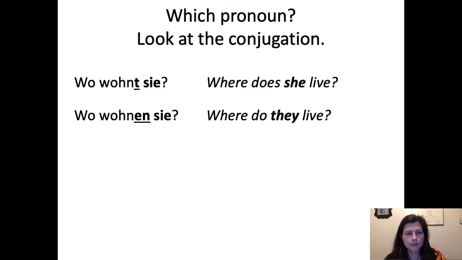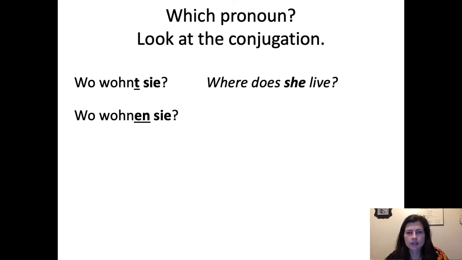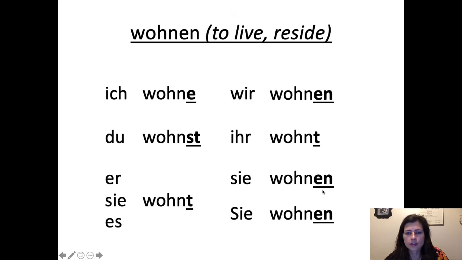Wo wohnen sie? But what about if we have the capital S? Wo wohnen Sie? That will be where do you formal live? So we can tell it's got the same conjugation as the one for they, but it has the capital S, so that's going to tell us it means you formal. Wo wohnen Sie? So that's why it's important to memorize the conjugations, because that will tell you what that pronoun actually means.